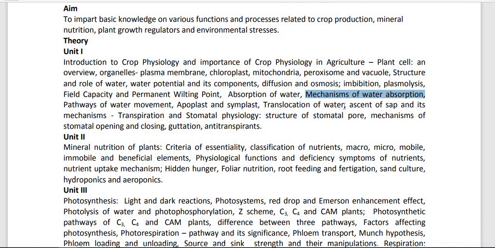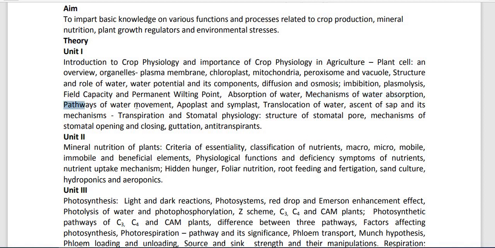In active absorption, 2 theories are involved. One is osmotic and another one is non-osmotic. So you concentrate. The osmotic theory is based on osmosis: the water is absorbed from the soil by the roots. The non-osmotic theory deals with absorption against the osmotic gradient, where the water is absorbed by spending some energy. So see the difference in the mechanisms of water absorption.